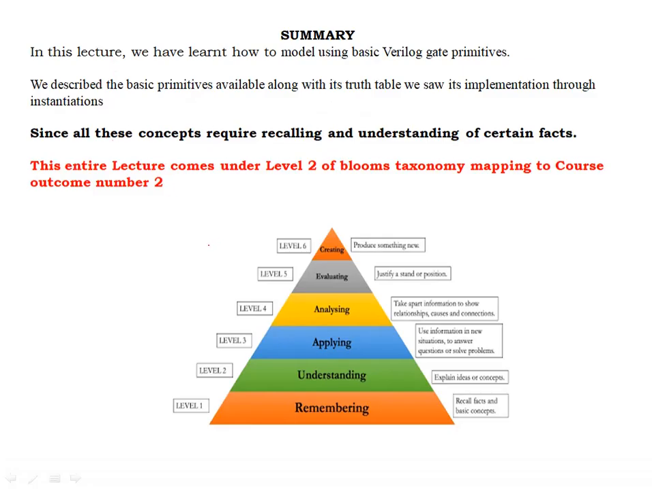Now in this lecture, we have learned how to model the basic Verilog gate primitives, and we described the gate primitives available along with their truth tables. We saw their implementation through instantiations in a simulation window. And since all these concepts require recalling and understanding of certain facts, you recalled certain gate primitives and truth tables, you understood and you represented. This entire lecture comes under level 2 of Bloom's taxonomy, mapping to course outcome number 2. So that's it from today's lecture.